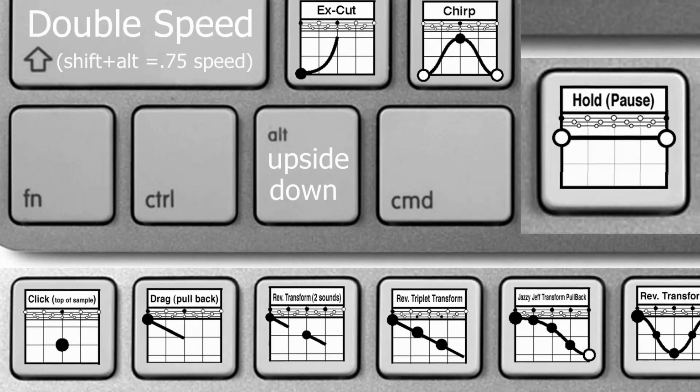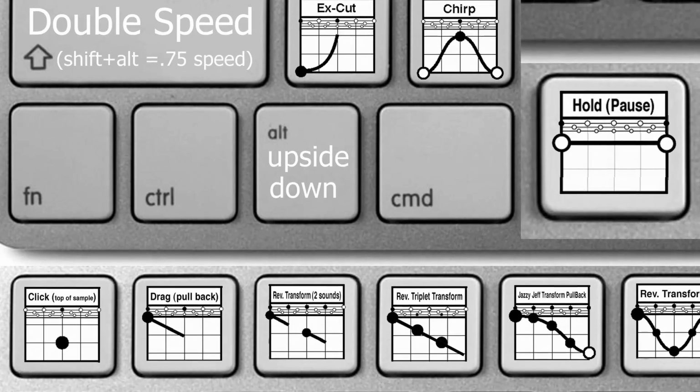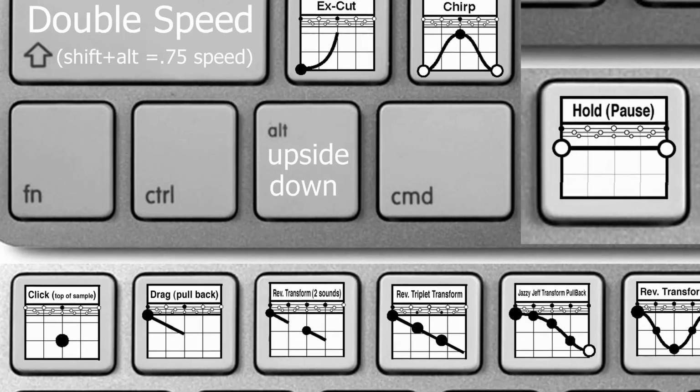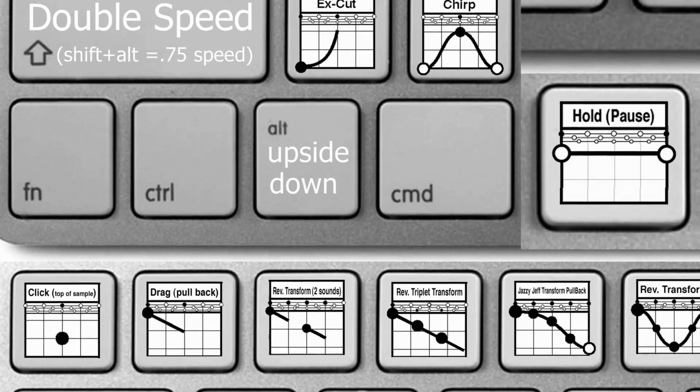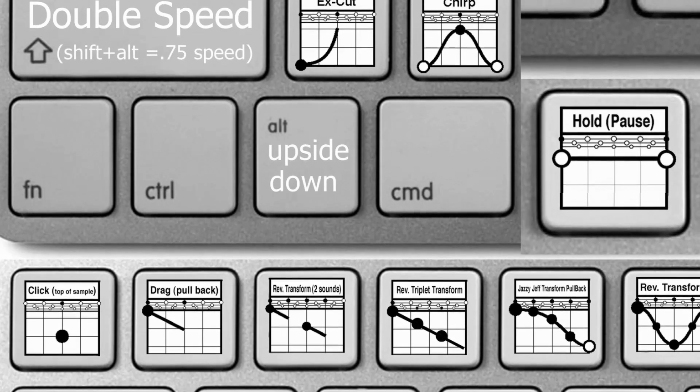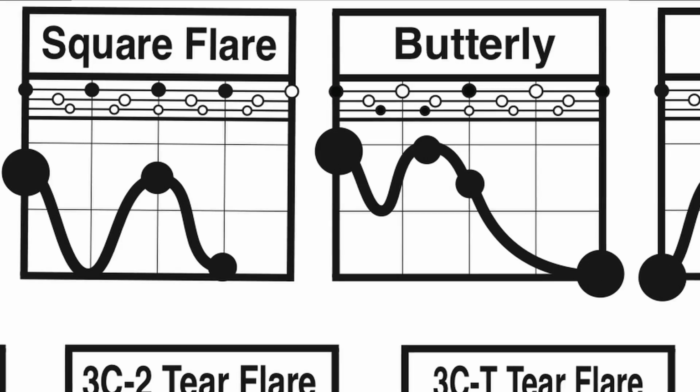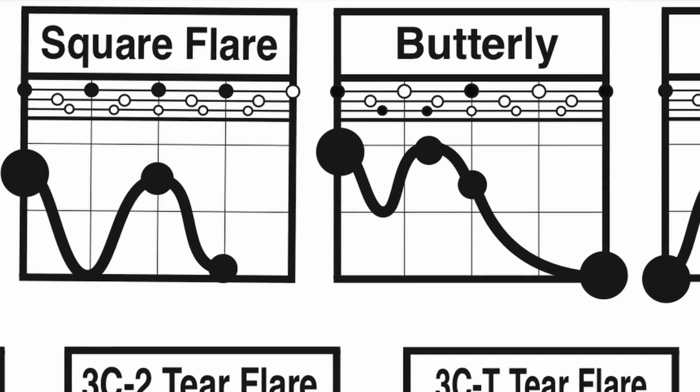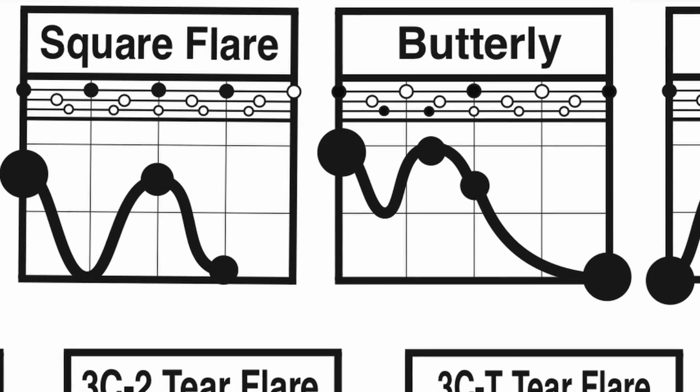When holding down Option, both click and pause characters switch from being at the base of the scratch line to the top of it. So if the kerning is set to overlap, one could create a square flare or butterfly by starting with a click, then a reverse baby, and so on.